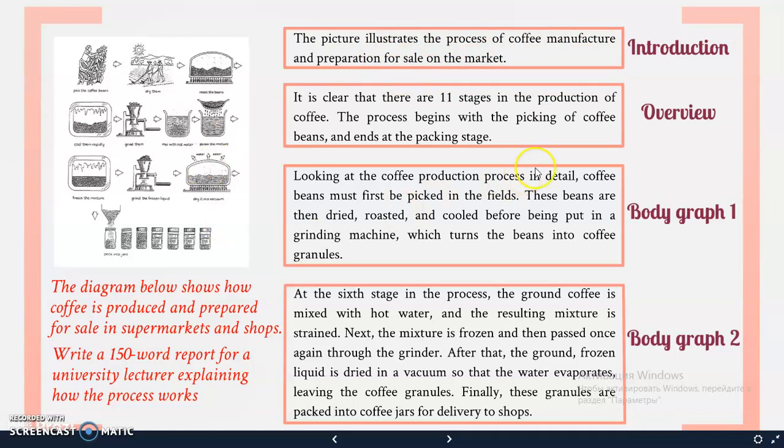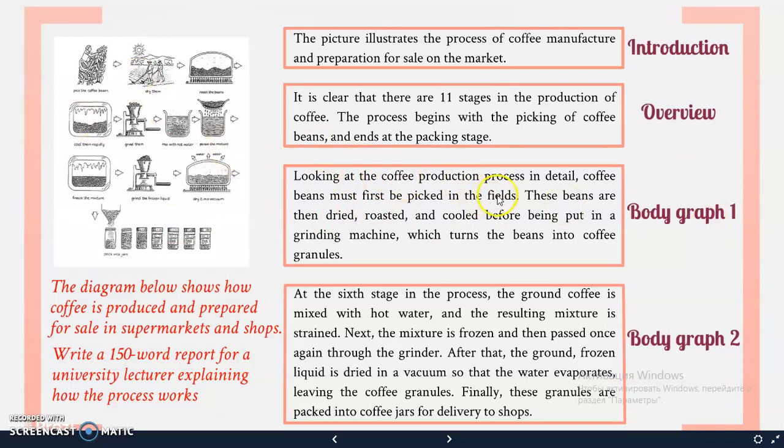Then you will have to write an overview explaining the main stages. It's clear that there are 11 stages in the production of coffee. The process begins with the picking of coffee beans and ends at the packing stage. So there are 11 steps, starting with picking up coffee here and ending with packaging. Body paragraph 1, the first main stages.